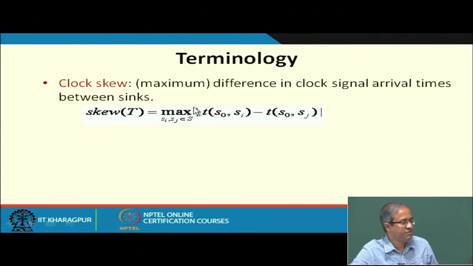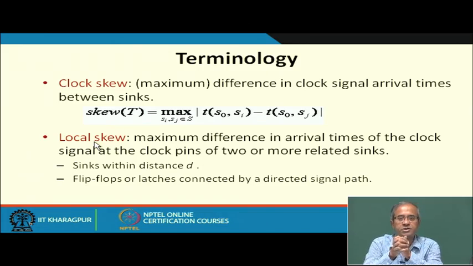The total skew will be the maximum of the differences. So, what is the maximum difference in the delays between any pair of i and j? The delay between S0 and Si, S0 and Sj, their difference maximum across all Si Sj pairs, that will be defined as my maximum clock skew.